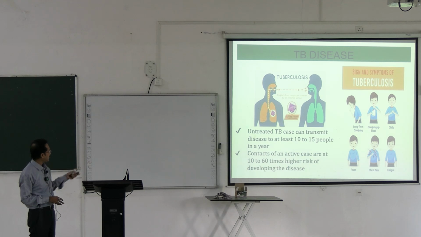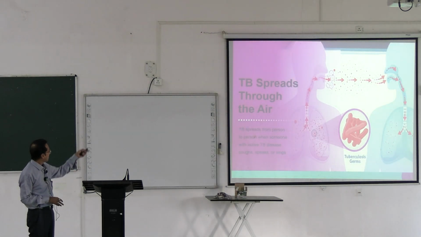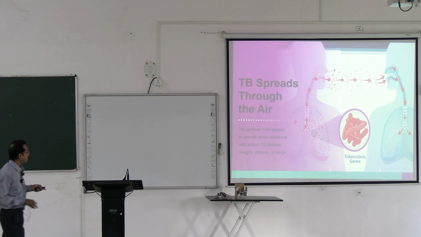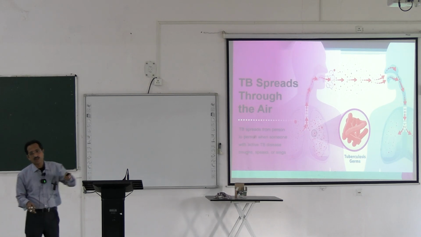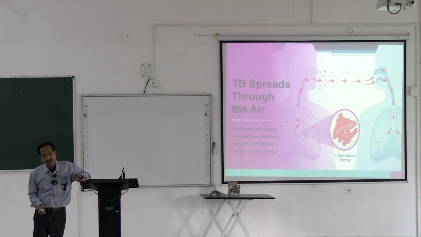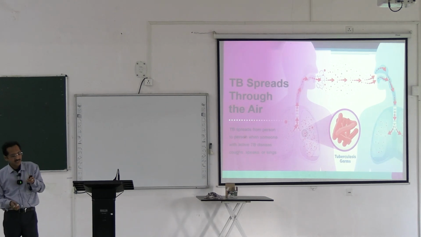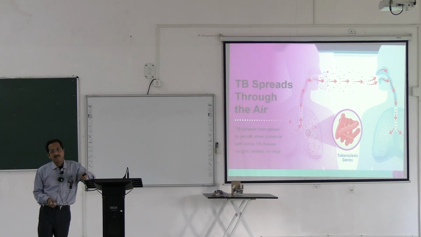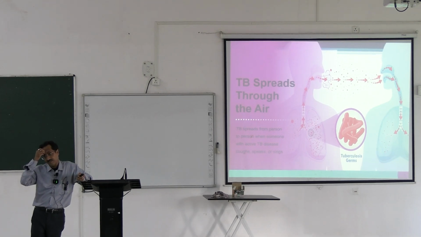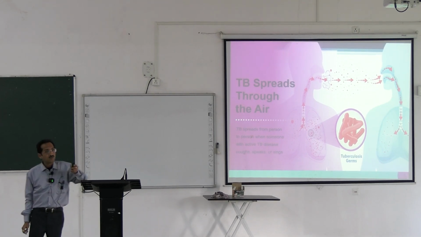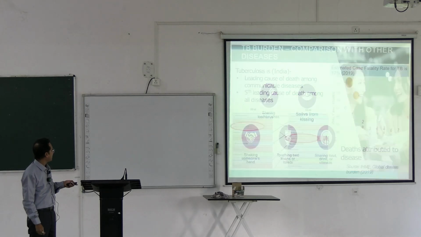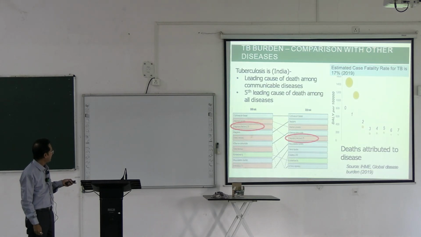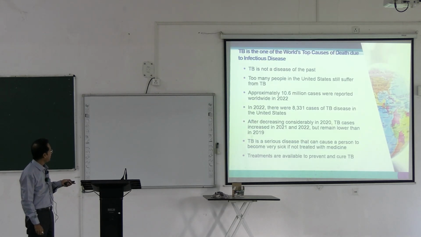Untreated TB case can transmit to at least 10 to 15 people in a year. TB spreads through air, so it is an aerosol or droplet infection, which is the main part of pathogenesis. How it survives in macrophage. So you must know something about the bacterial cell wall. This should have been already covered.